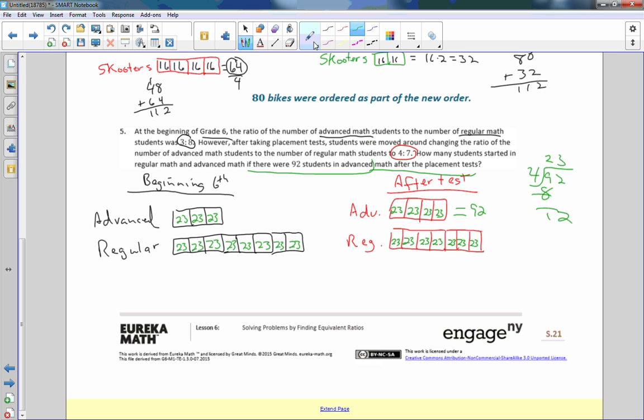Okay, now we're going to answer the question. How many students started in regular math and advanced math? So I want to know this, and I want to know this. So I need 23 times 3, and it's 189 advanced, and it's 23 times 8, which is 184 regular.